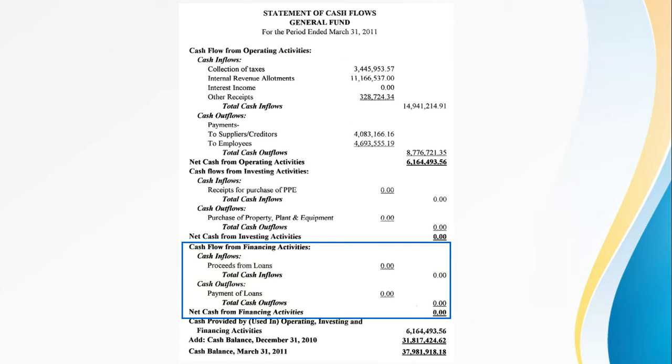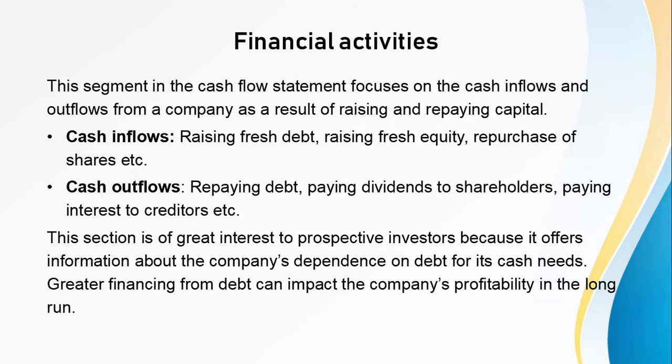Now let's look at cash flow from financing activities. This segment in the cash flow statement focuses on the cash inflows and outflows from a company as a result of raising and repaying capital. Cash inflows are raising fresh debt, raising fresh equity, and so on. The cash outflows here are repaying debt, repurchase of shares, paying dividends to shareholders, paying interest to creditors, etc. This section is of great interest to prospective investors because it offers information about the company's dependence on debt for its cash needs. Greater financing from debt can impact the company's profitability in the long run.